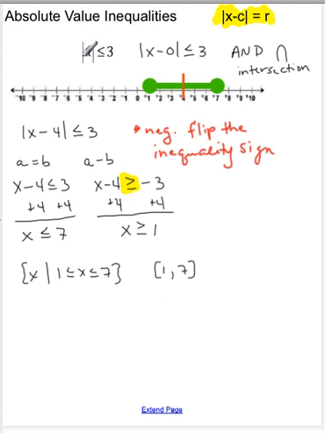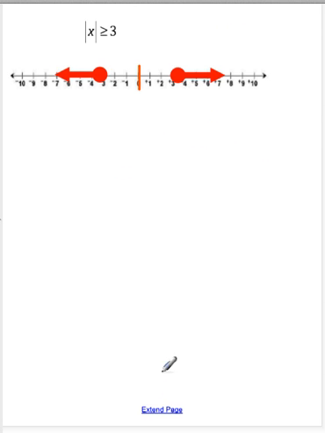So if you've got an absolute value that's less than something, it's going to be an and, it's going to be an intersection, right? Because we're talking about all of the things that are in between those two endpoints. So let's take a look at the next case here.